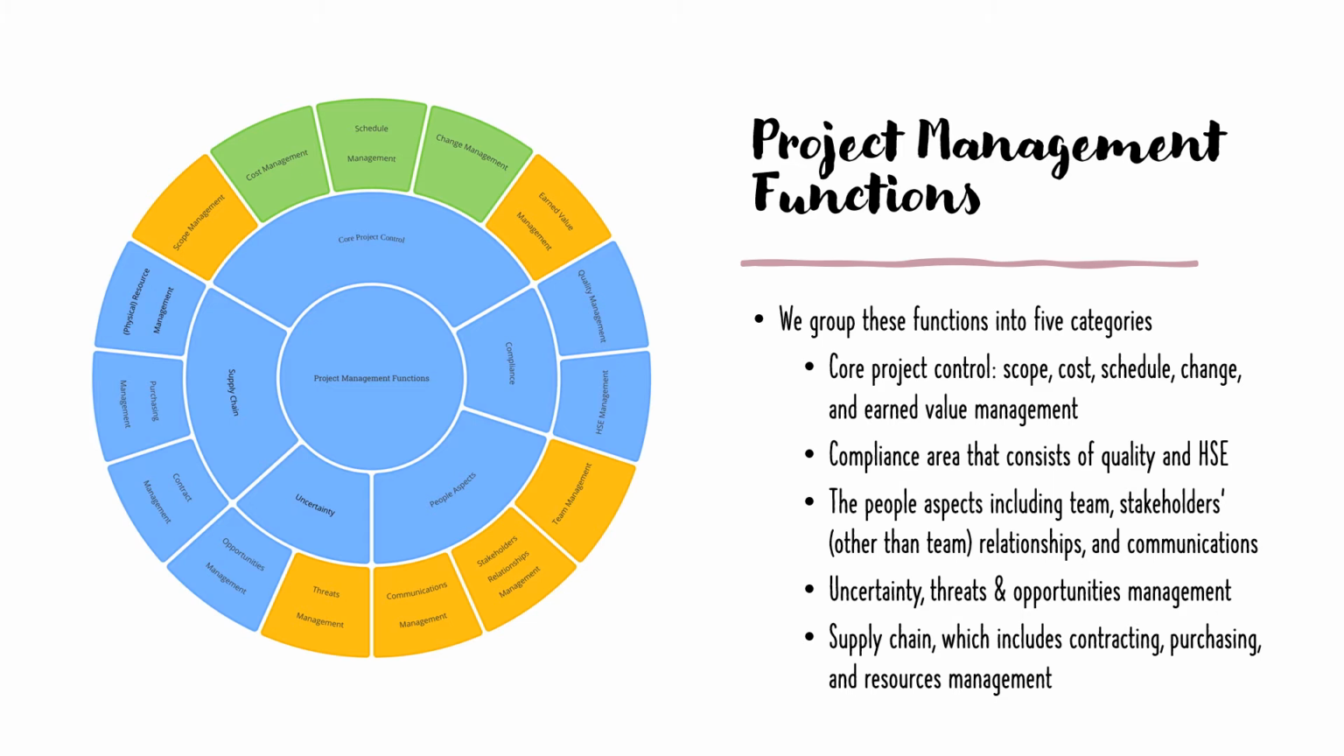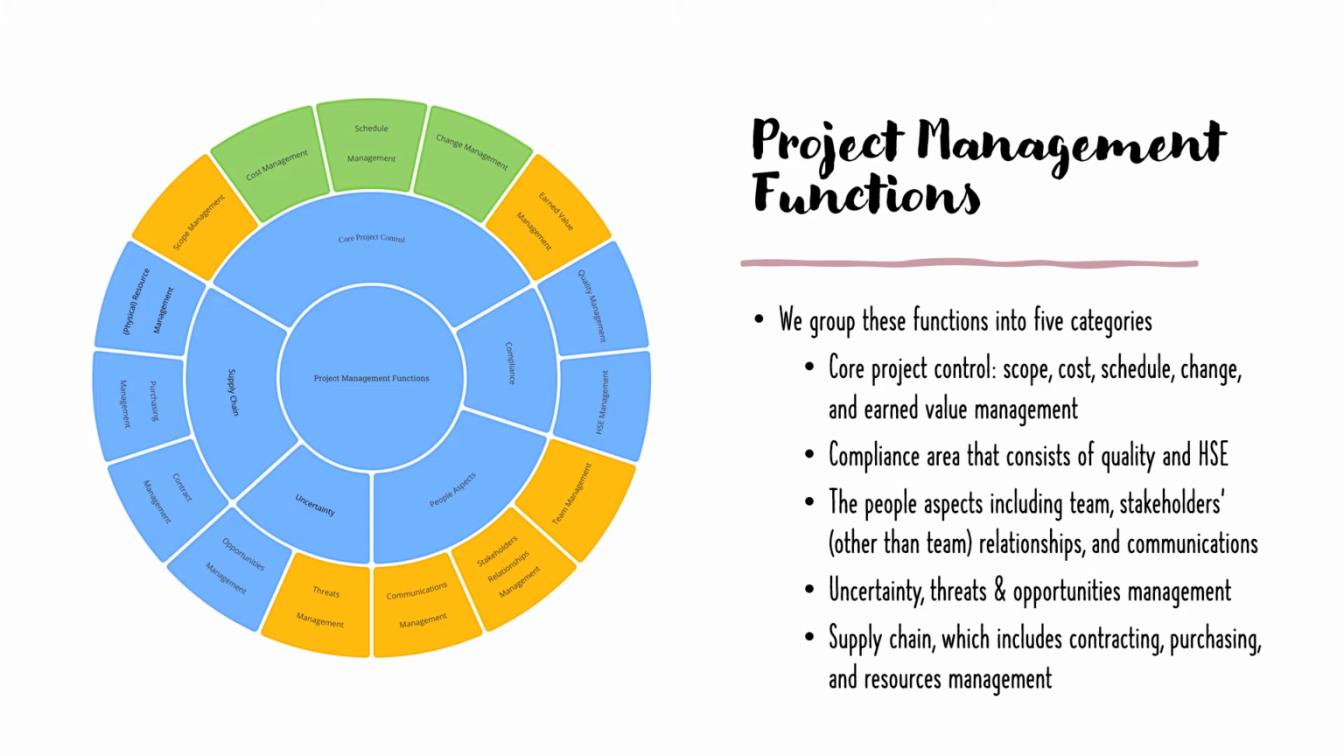Then we have what we call compliance areas, which is usually where we have to comply with some standard, regulation, guidelines, laws, and that includes quality management and health, safety, and environment management. Some people include here security, some people could include sustainability, up to you, right? And the basic standard model, we talk about health, safety, and environment management.